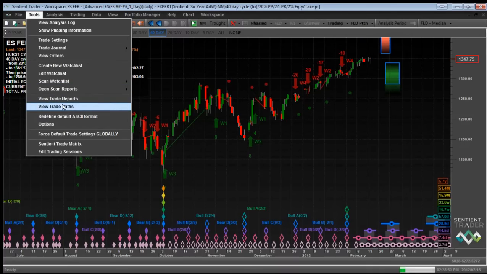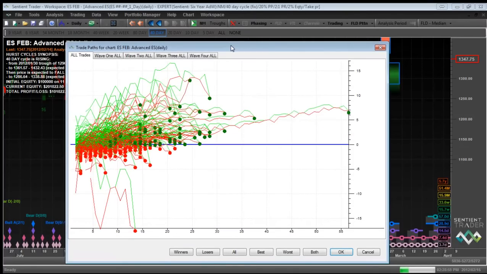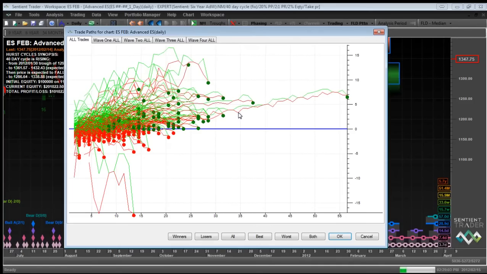Right, the next feature is something that we have been beta testing for several months, but it is now available in this version of the software, and that is something called a trade path. What is a trade path? Well, let me view the trade paths and explain them to you. These are the trade paths for all the trades that have been taken on this particular chart.